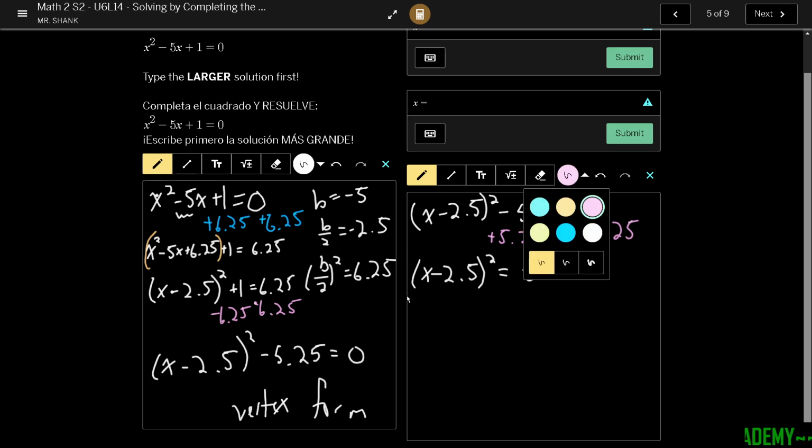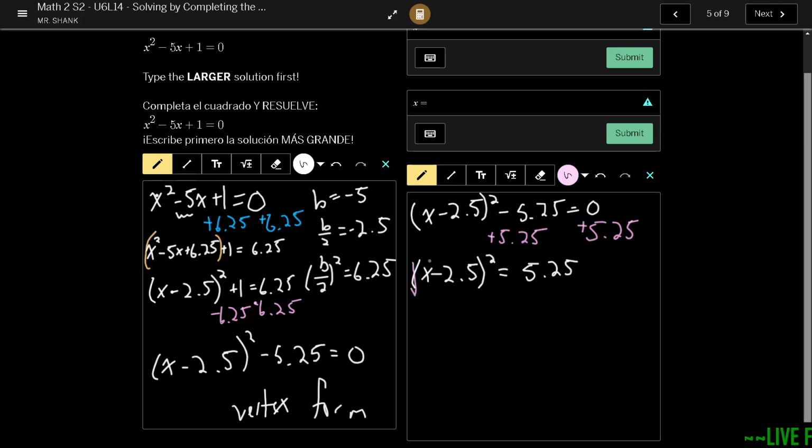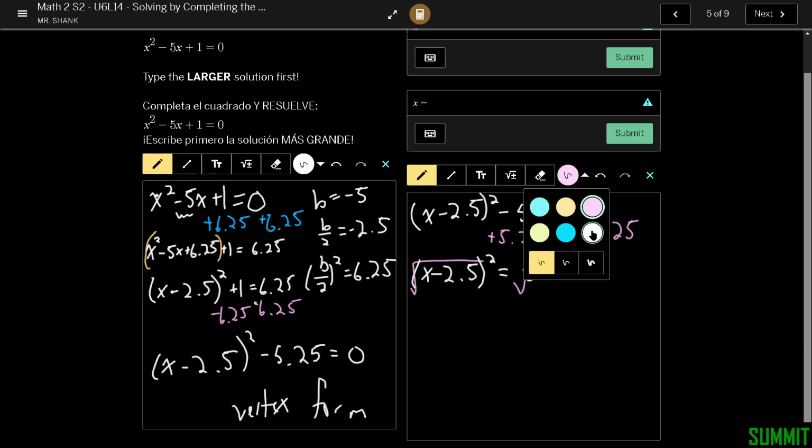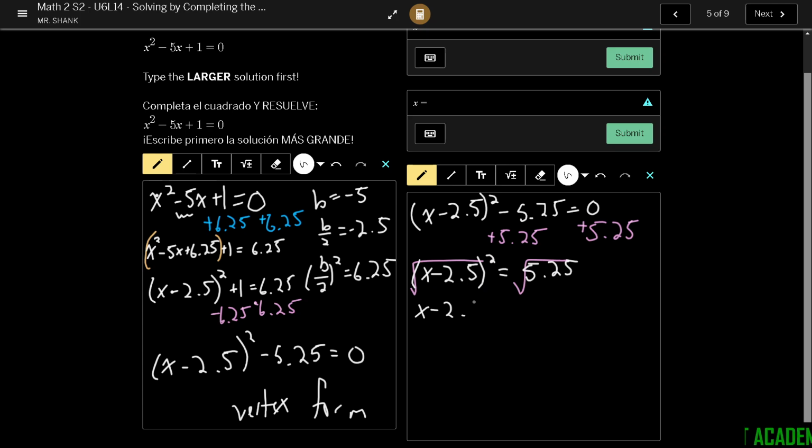Now what we can do is take the square root. So I'm going to take the square root of both sides. I would suggest leaving it with the square root symbol. If you want to try to see if there's a square root for it, you can, but I would suggest leaving it. So now it's going to look like this. I'm going to say x minus 2.5 equals plus or minus the square root of 5.25.